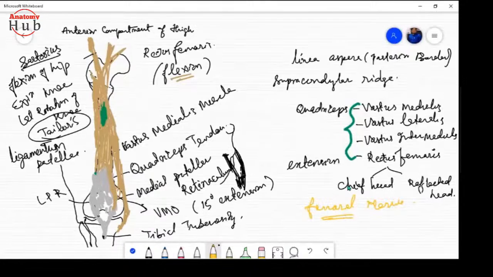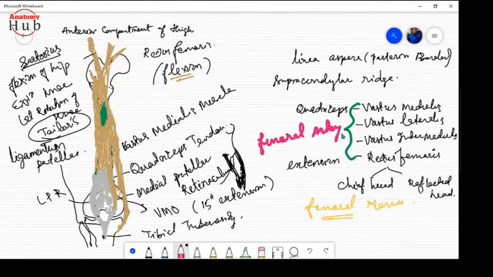Now, the source of the arterial supply to all these muscles is the femoral artery, in the form of the lateral femoral circumflex artery, which is a branch of the femoral artery, and the saphenous artery, and the perforating branches of the deep femoral artery. All these arteries supply the anterior compartment.